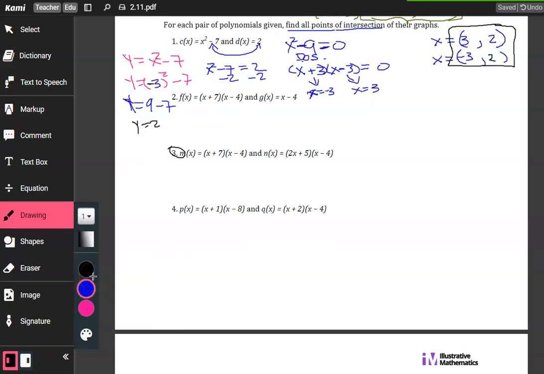The last example is number 3. Step number 1, set both equations equal to each other.